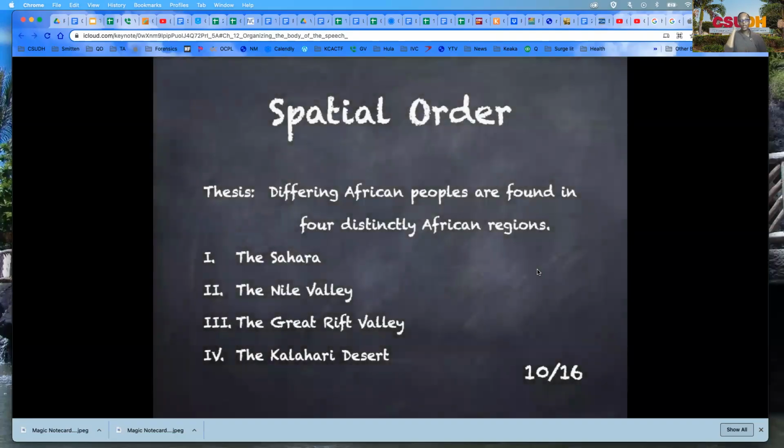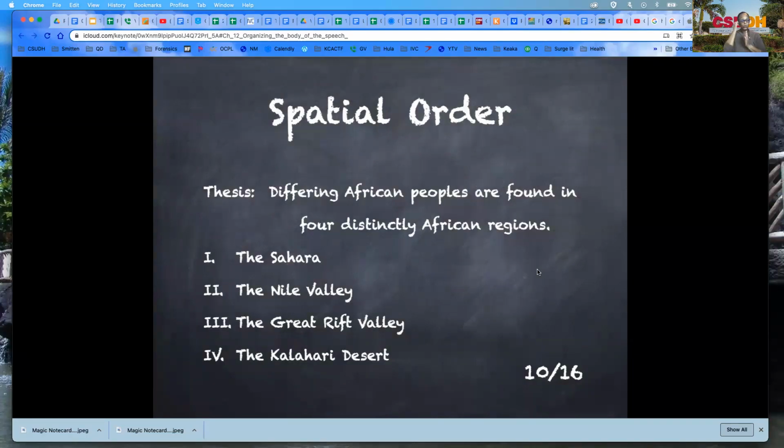Spatial order has to do with where things sit on a map. And spatial order is definitely not something that you have to choose. It is an option, and it's a nice thing to do. And I would recommend that if you're ever going to use spatial order, you should absolutely use a visual aid, because it is something that really looks nice to be able to look at. So if you're going to use spatial order, use a map. Give us an option to see the visual.